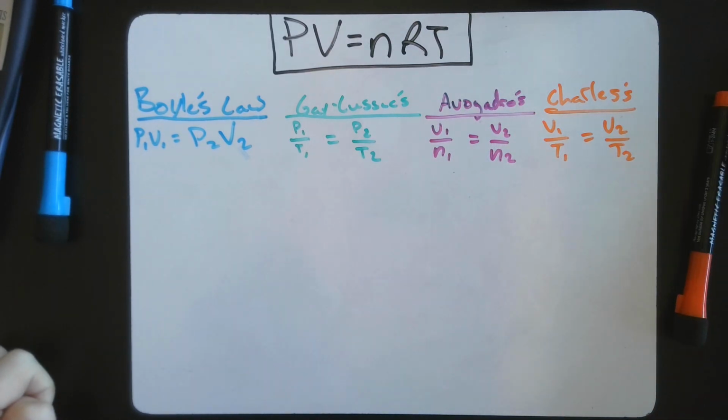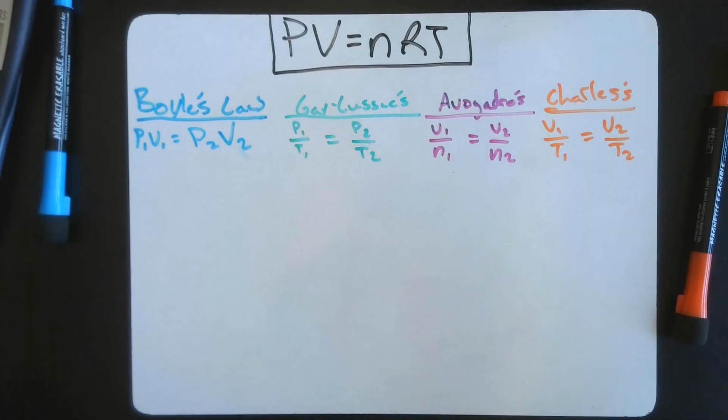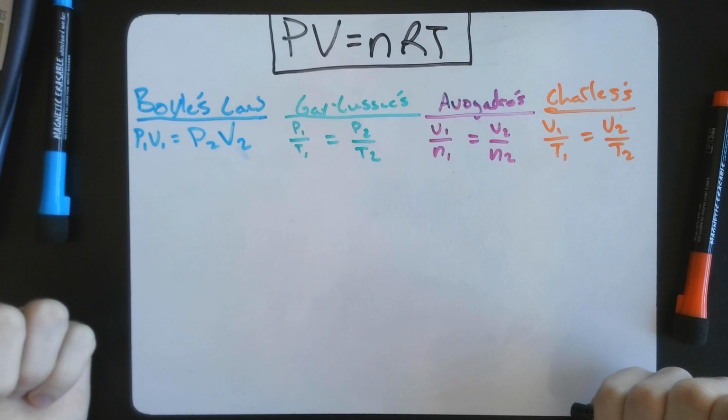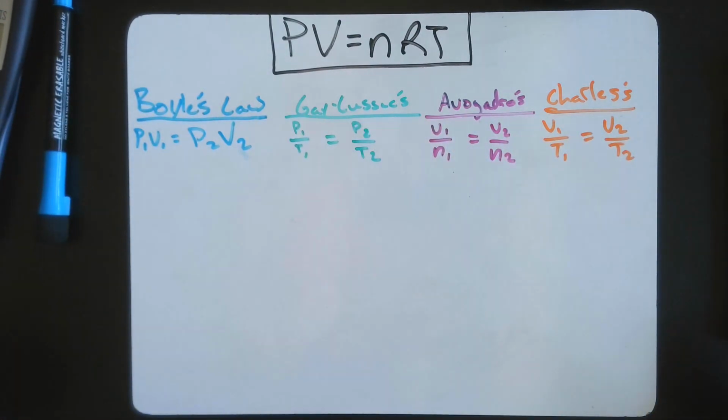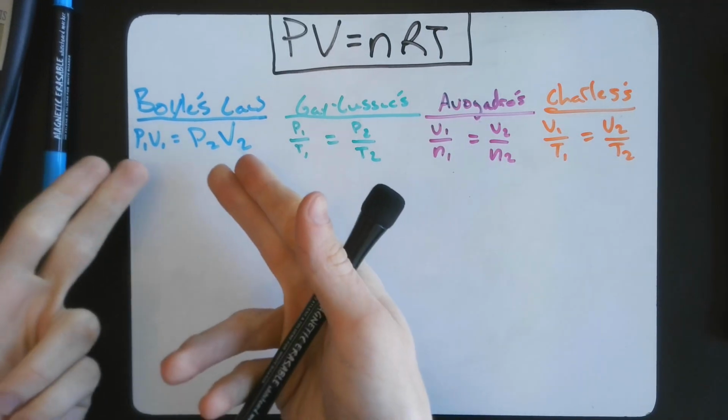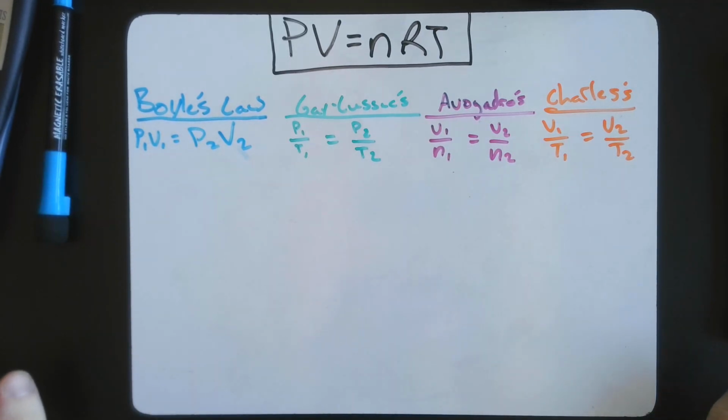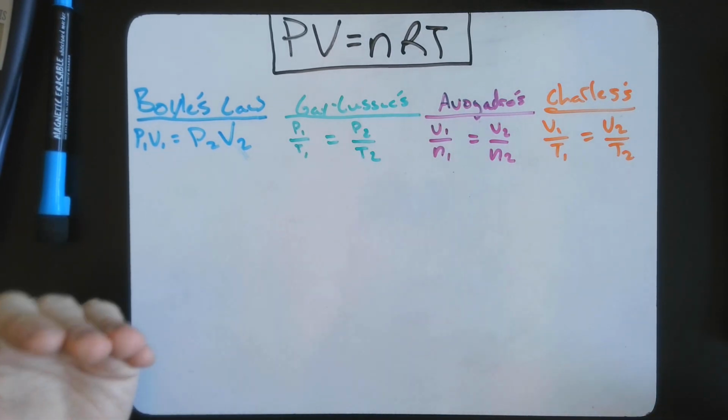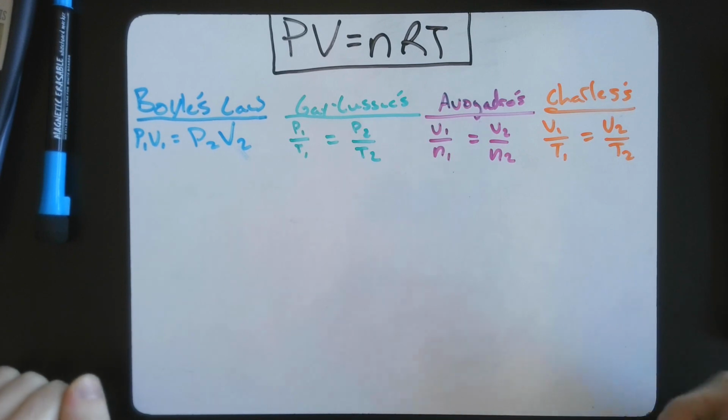Let's have a short discussion about the ideal gas law. The ideal gas law is really just a relationship of all the four different gas laws that we've learned about in this unit. We learned in Boyle's law that pressure is inversely related to volume. So if the volume of a gas increases, we would expect its pressure to decrease.